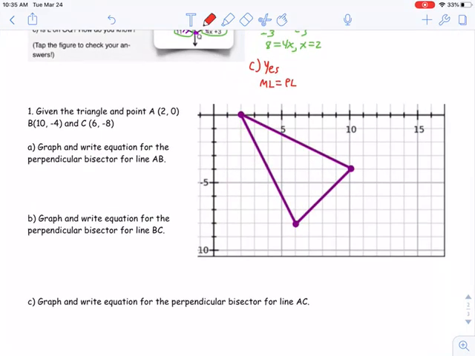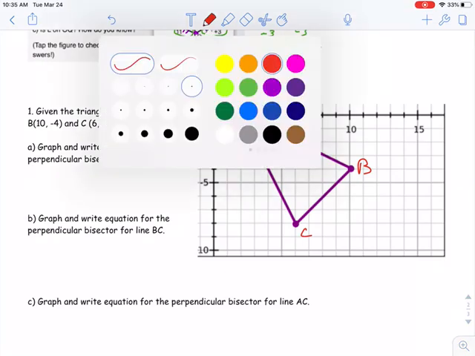Alright, so given the triangle and we have all these points right here, so this is A, B is there, C is there, we're going to do perpendicular bisectors to all the sides. Alright, so we're going to graph and write an equation for the perpendicular bisector of AB.